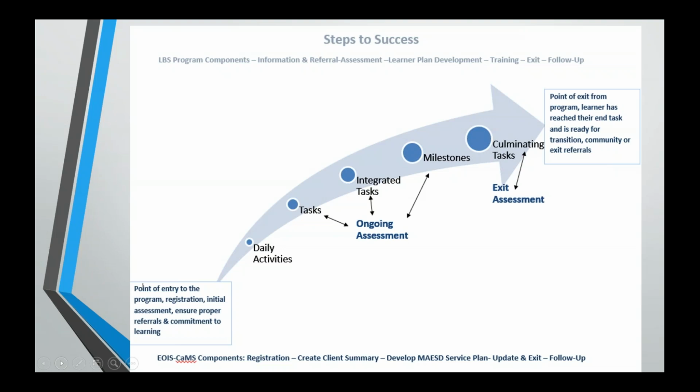Assessment, there's our three components: initial, ongoing, and exit. Learner plan development is at the very beginning and evolves and revises as we move through. The training then are your activities and tasks, exit, and then of course follow up. If we look down at the bottom and compare that to our CAMS components, registration, which includes the client summary, that's our step one. That's what we're doing. We're gathering the information that we need about that client.